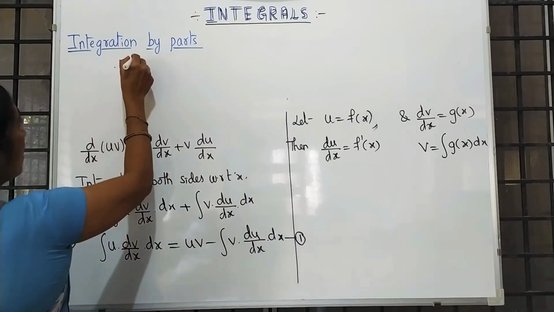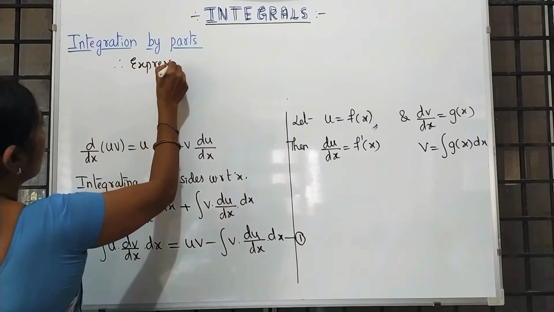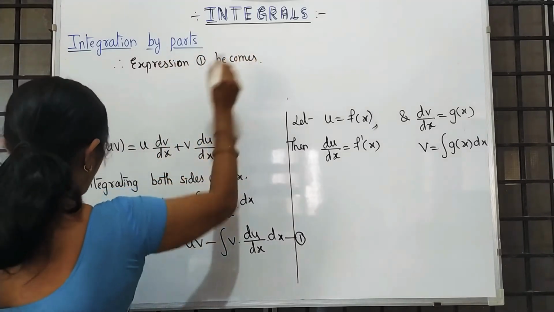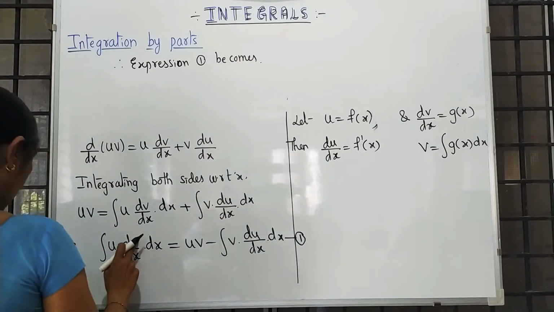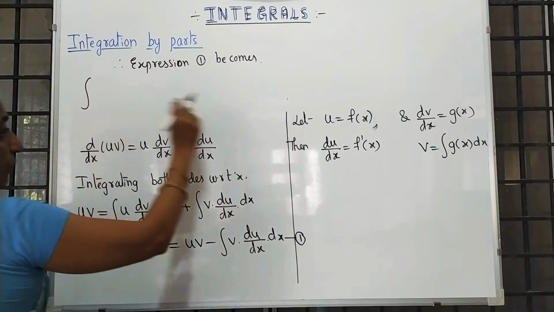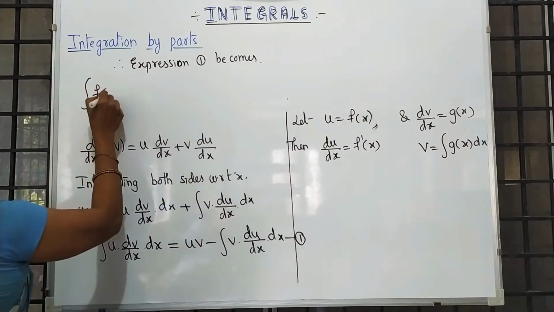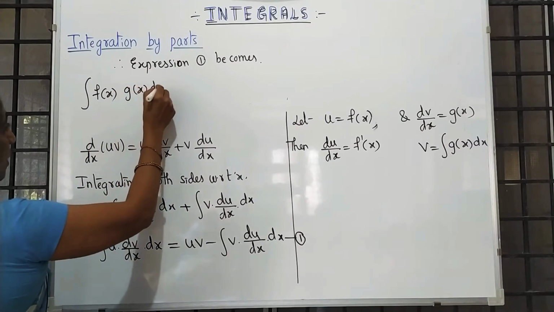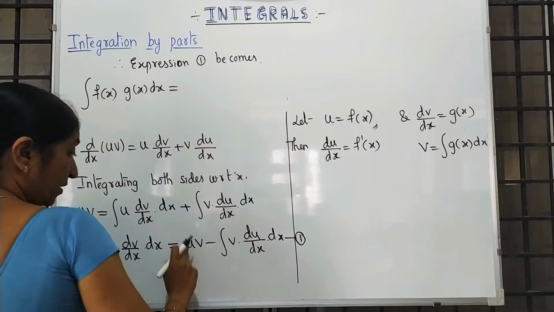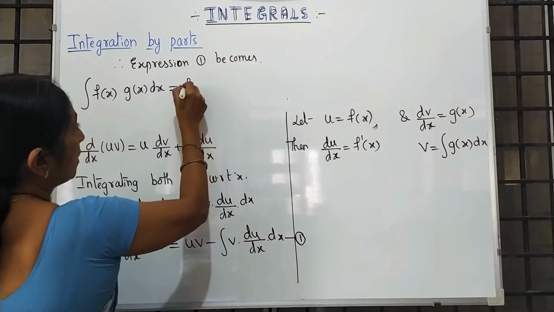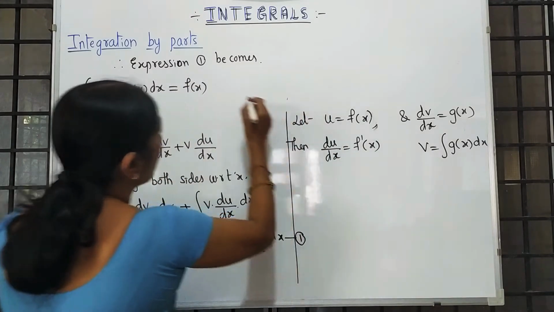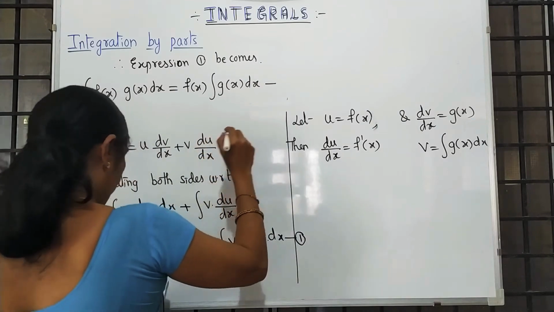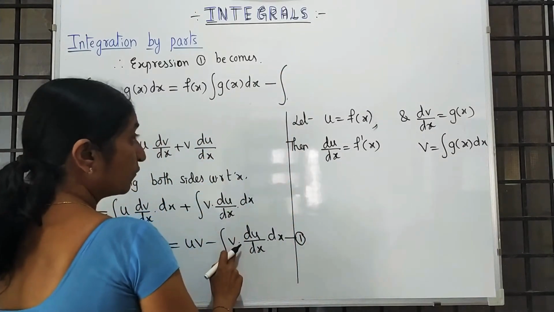Therefore, expression 1 becomes integration of u into dv upon dx, where u we are writing as f of x and dv upon dx is g of x, into dx is equal to u into v. u is f of x. What is v? Integration of g of x into dx. Then the middle minus sign, integration sign, v we have to write.